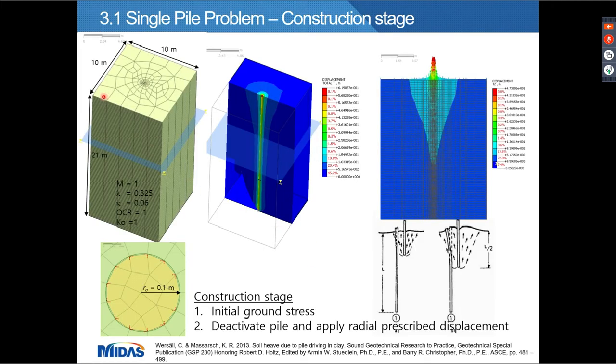This is a model for a single pile in soft clay. The clay is modeled by the modified Cam clay model. The dimension of the mesh is 10 by 10 by 21 meters in depth. The water table is 7.5 meters below ground. The initial radius of the pile is 0.1 meter and it will be expanded to 0.4 and 0.8 meter radius. This is what the total displacement contour looks like after the expansion.